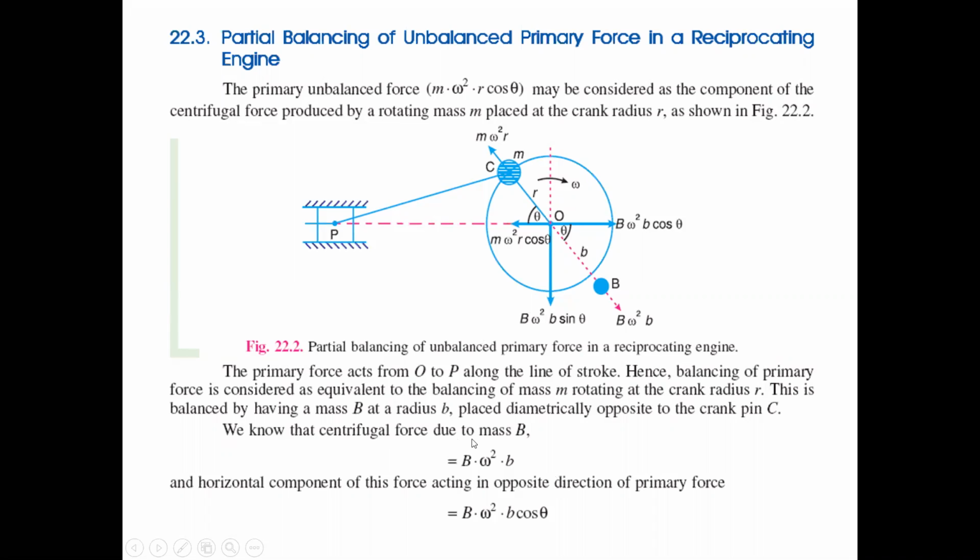Now we are going to the derivation part. We know the centrifugal force due to the mass capital B is B omega square small b. Now the horizontal component of this force acts in the opposite direction of the primary force, going towards the right side. So the horizontal component is capital B omega square b cos theta.